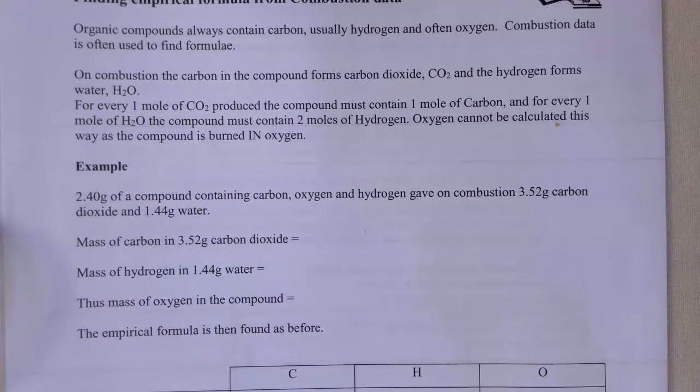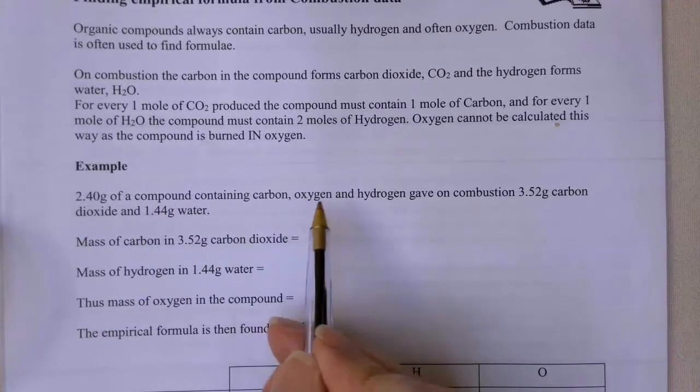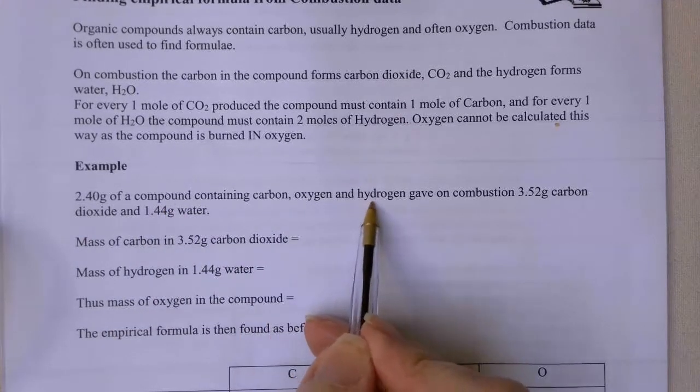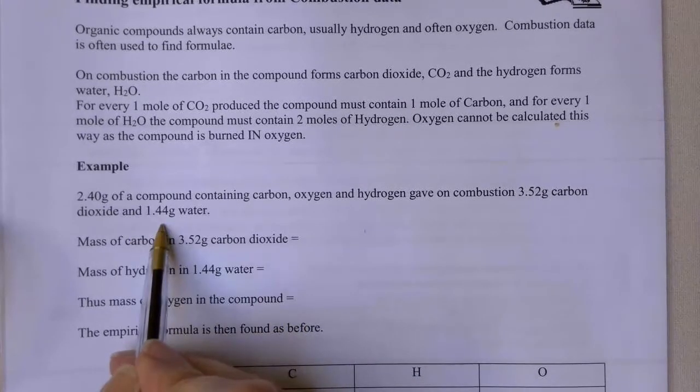Now, oxygen we can't calculate in this wet method because the compound is being burnt in oxygen. So I don't know how much oxygen is coming from the compound and how much from the air is being burnt in. So let's have a look at an example of one of these questions. I've got a mass of a compound. My compound contains carbon, oxygen and hydrogen. And on combustion it gave a certain amount of carbon dioxide and a certain amount of water.